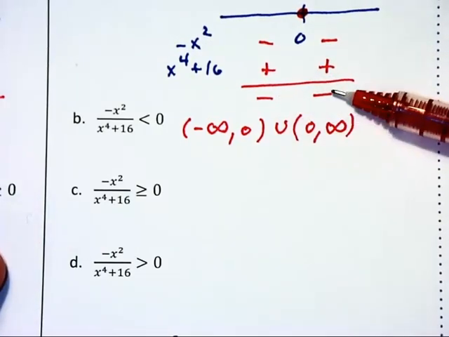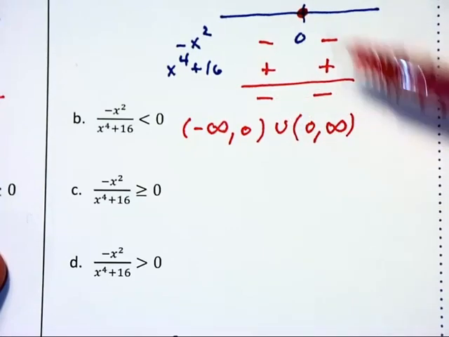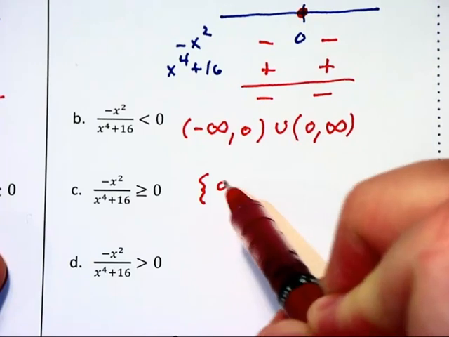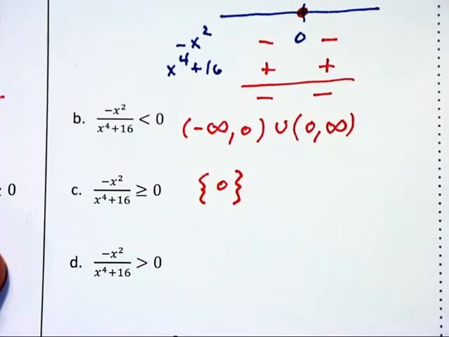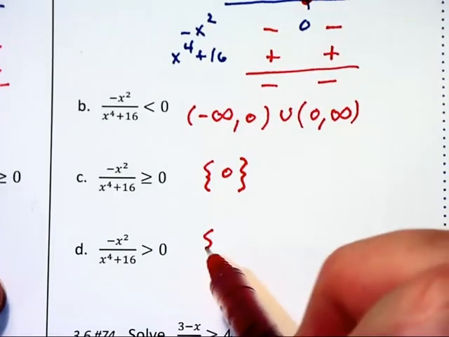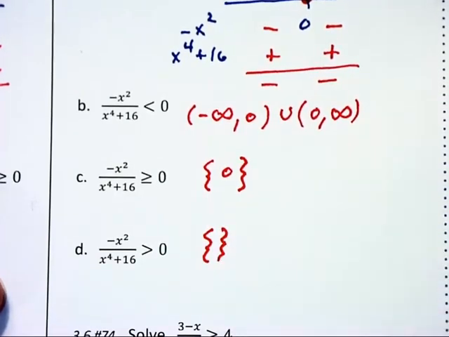Where is it greater than or equal to 0? Well, we know nowhere is it greater. It's equal to 0 at 0, so the solution set here will be just the number 0. And where is it positive? The answer is nowhere, so we will have the empty set as our solution.